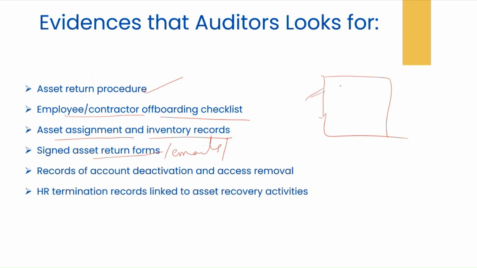Once you return all the assets to the organization, the person who's responsible will acknowledge in the tool and close the ticket. This will be created when you are getting terminated or when you're in a notice period. And once you return all the assets, the ticket will be closed. So that ticket also can be an artifact for you. Records of account deactivation and access removal, HR termination records linked to asset recovery activities. As I said, link when the HR terminated it and when the access was revoked. So these things you can check.